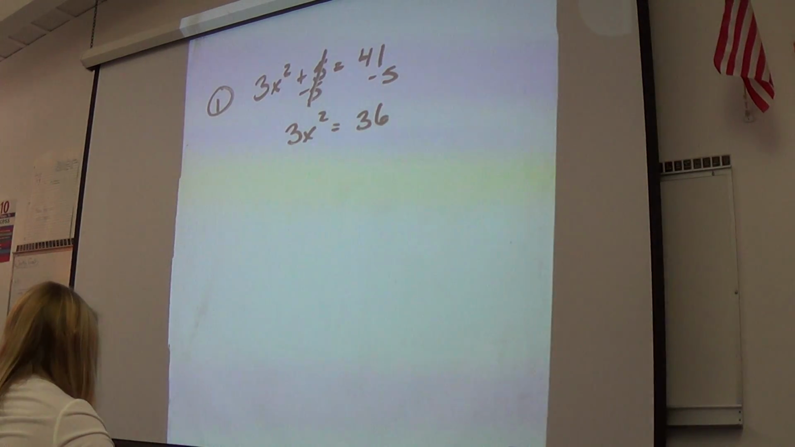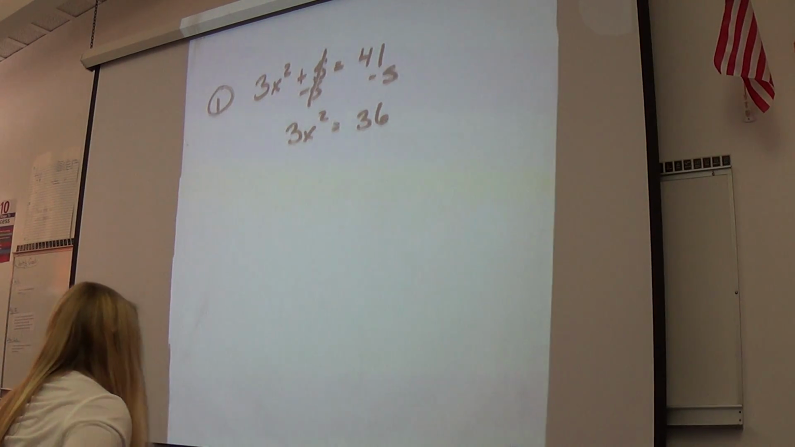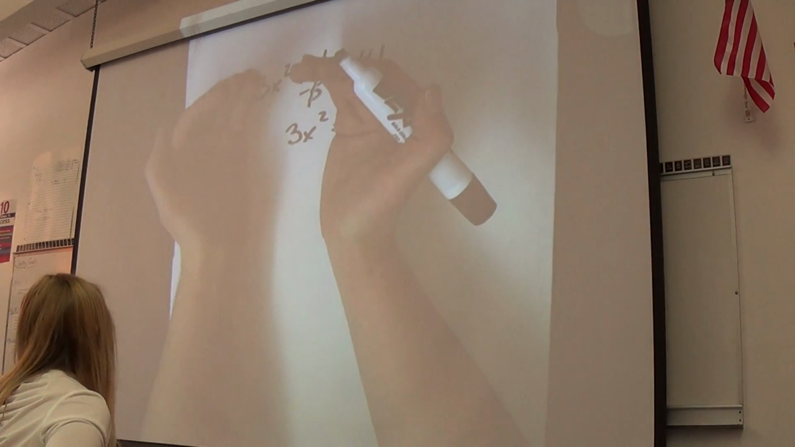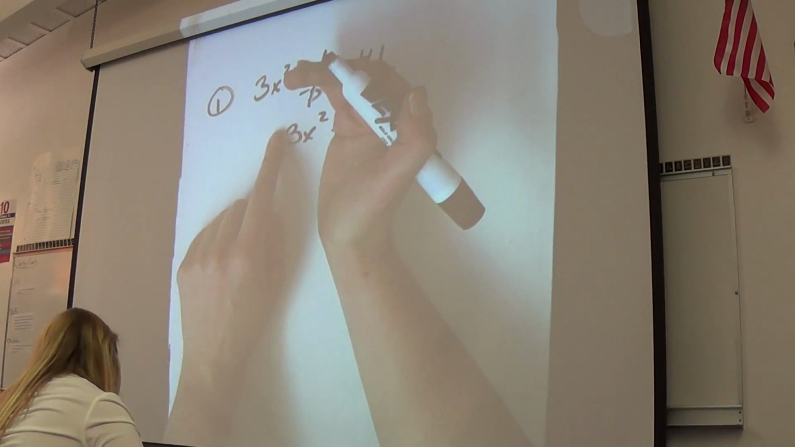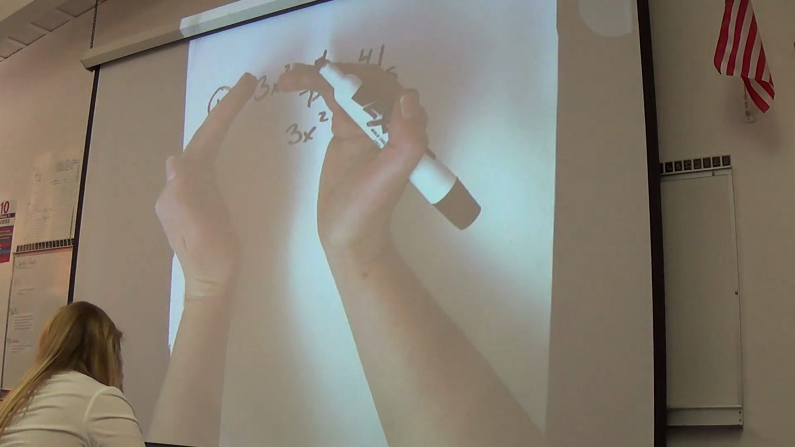At this point, this is where I would say half of you went wrong, because you square rooted right here. You cannot square root right here. If you square root right here, you have to square root that whole side. Can you square root 3? No. So I can't square root that side.